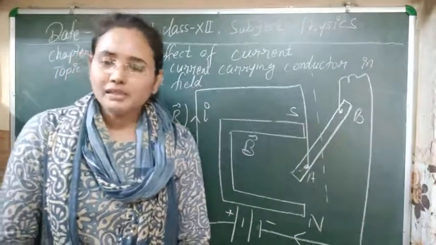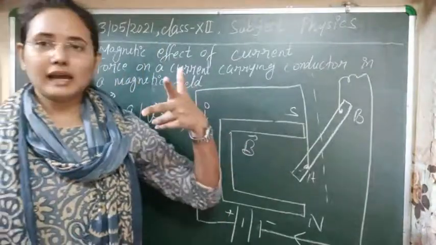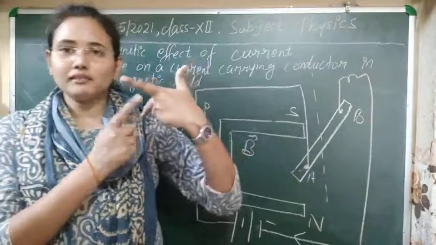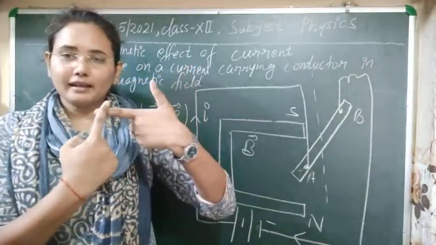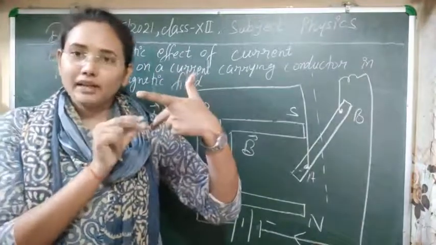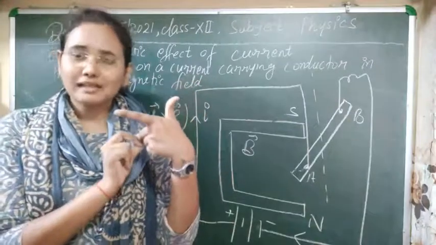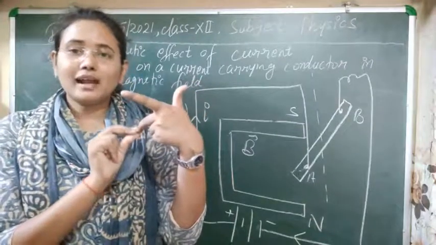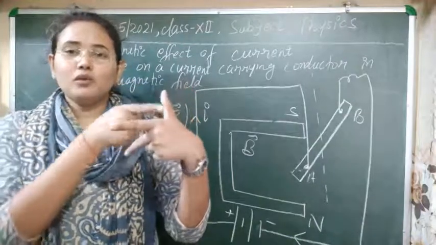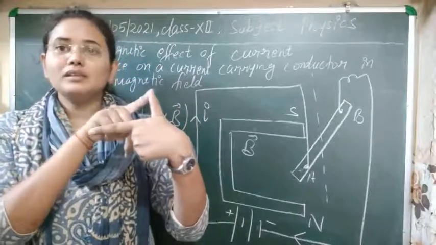According to Fleming's left hand rule, you can see these three fingers, all at a 90-degree angle to each other. If this is the direction of the magnetic field, and a current carrying conductor, or some charge, enters at a perpendicular angle to it, then a force acts in the perpendicular direction, along this direction.